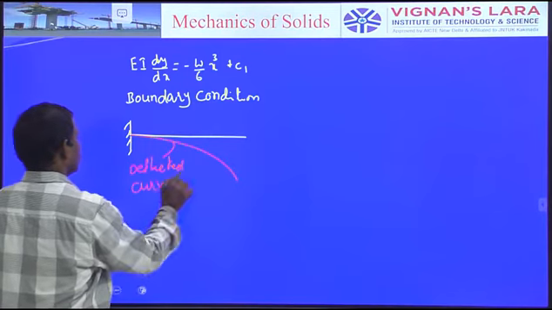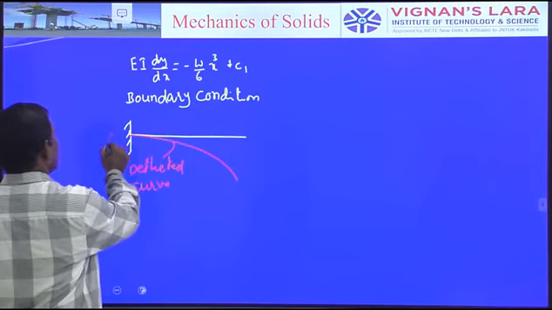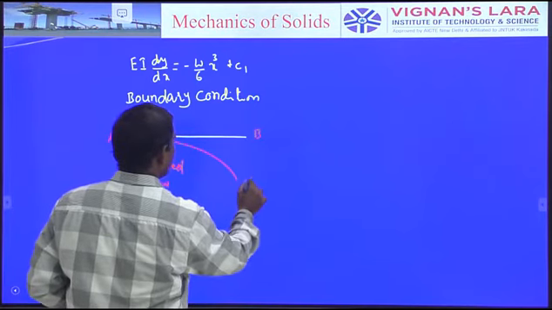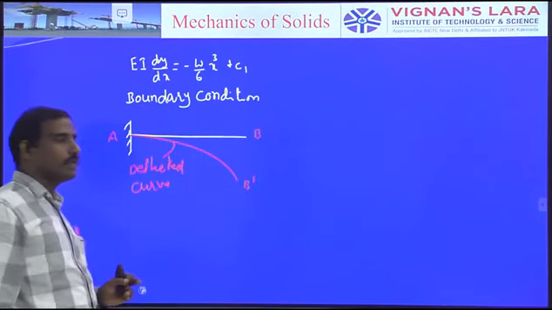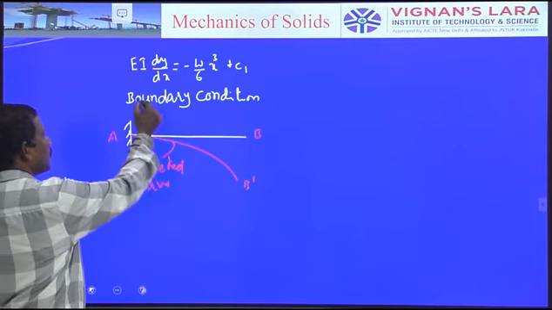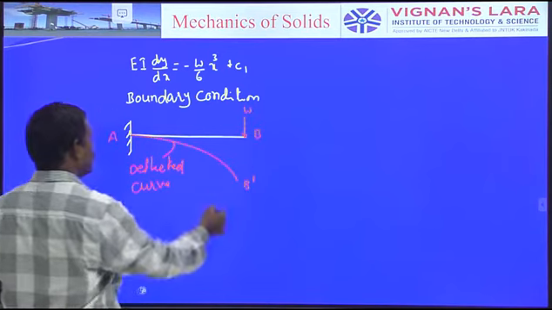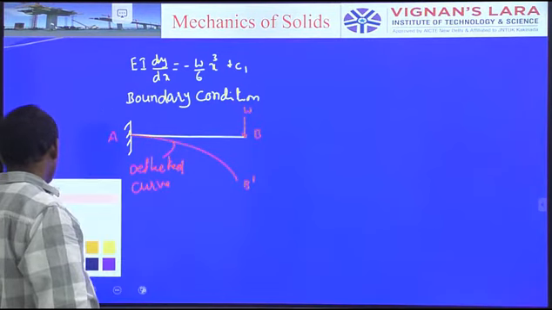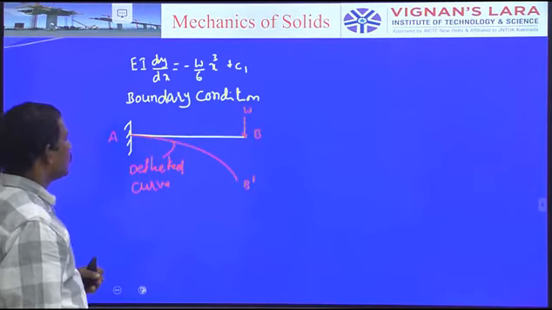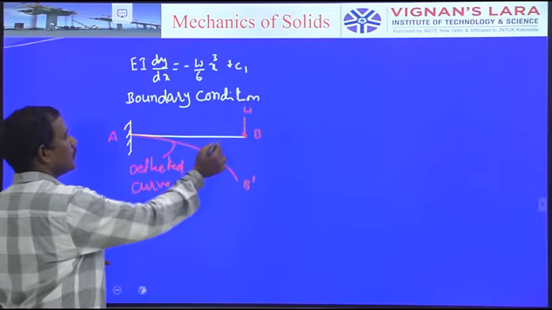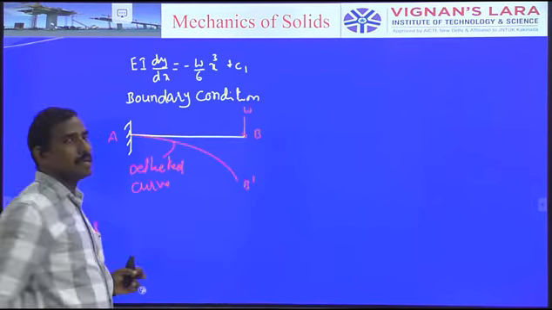Deflected curve. This is end A, this is end B. A'B' shows the deflected curve. This is the curve before applying the load. When load W is applied, it is as shown in the figure. Now, what about the deflection and the slope at A? What about the slope at B?